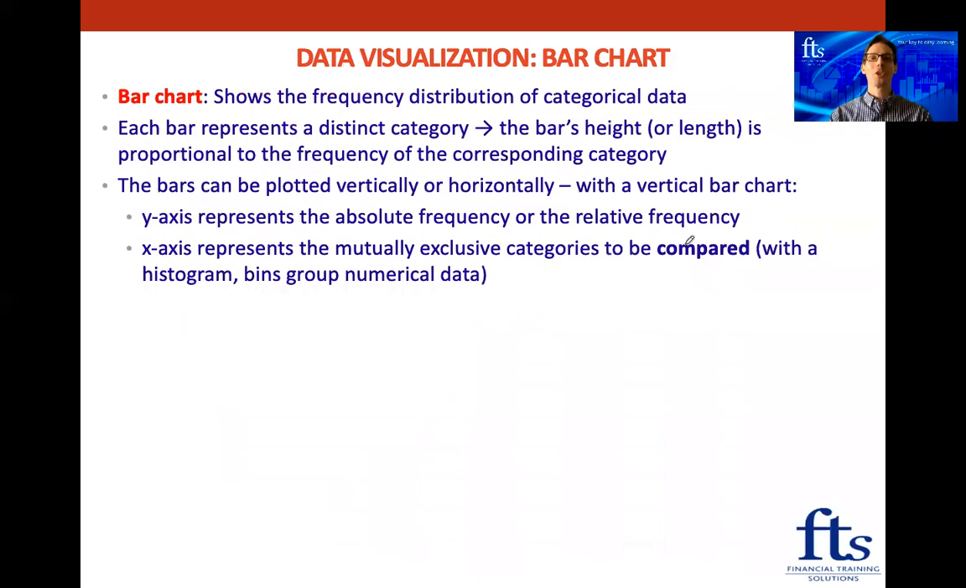So now we're going on to the bar chart. The bar chart shows us the frequency distribution of categorical data. Each bar represents a distinct category. The bar's height, or length, is going to be proportional to the frequency of the corresponding category. The bars can be plotted either vertically or horizontally. We're going to do a horizontal one on the next slide. But if we do a vertical one, what's going to happen?